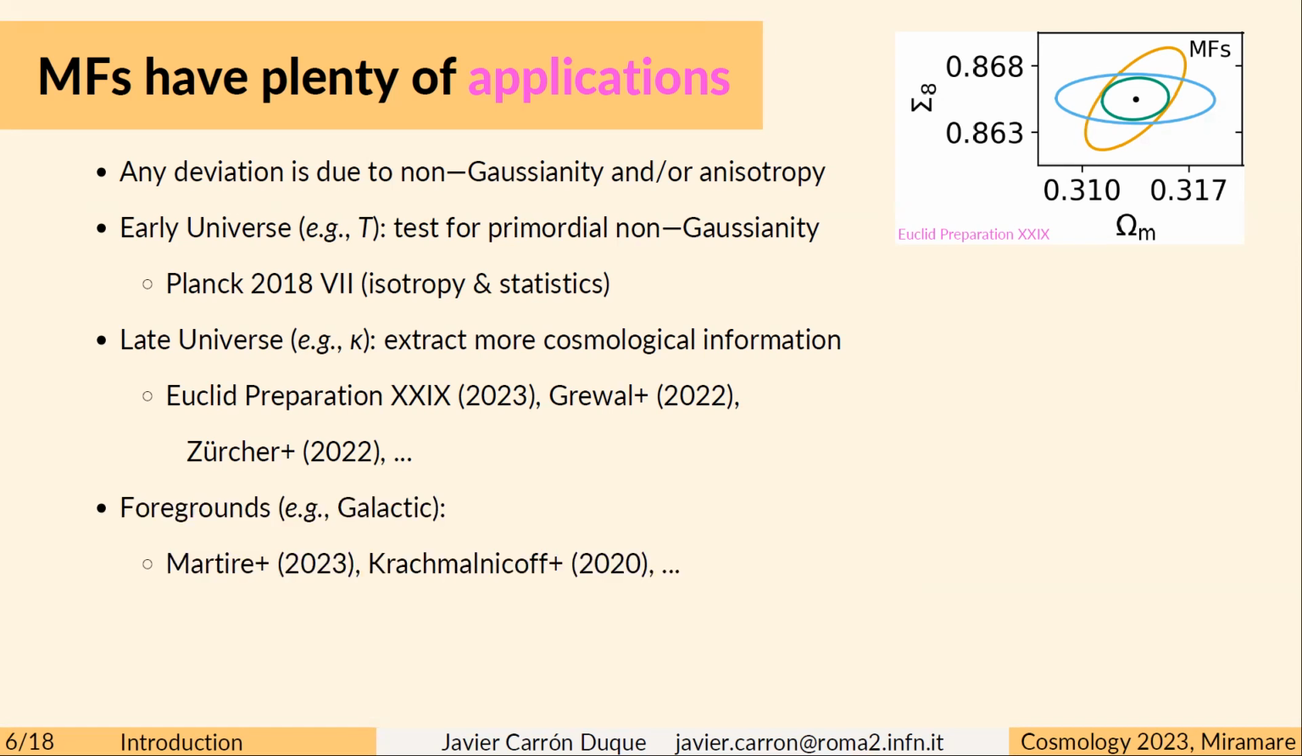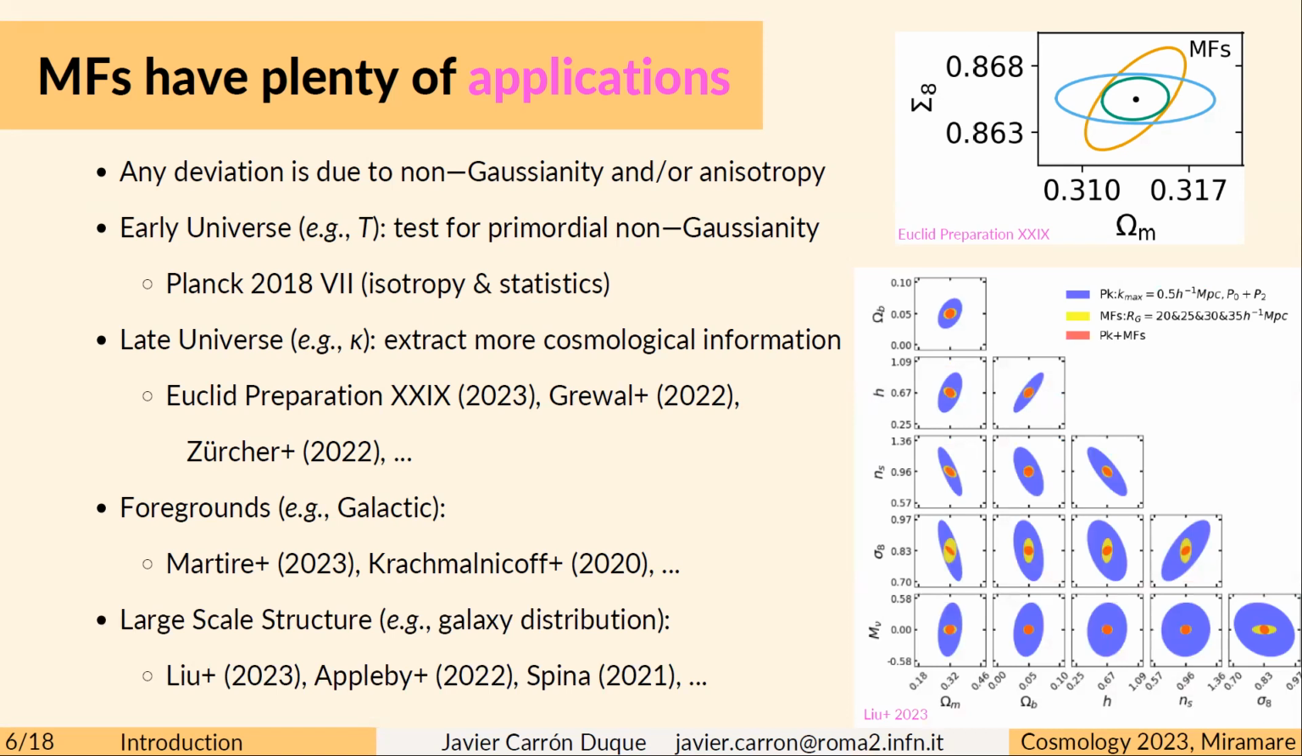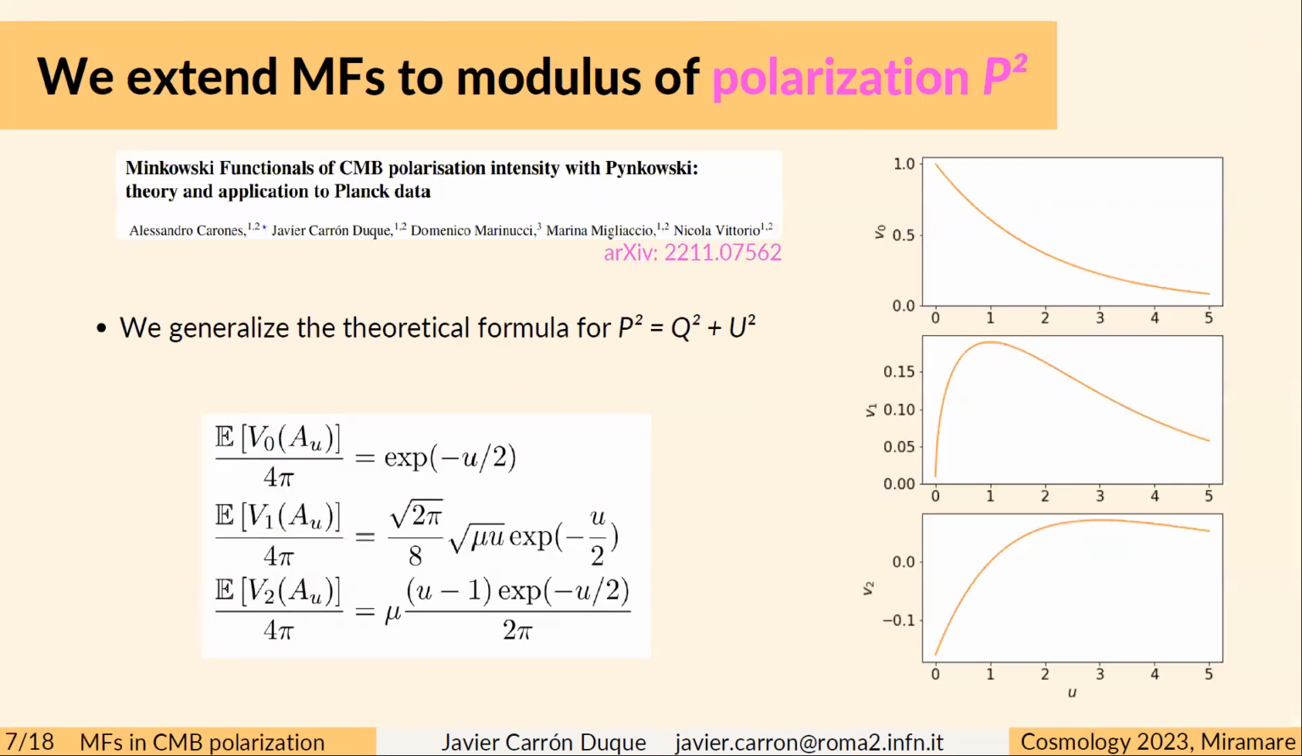Minkowski functionals have also been applied to foregrounds because they are very non-Gaussian, very anisotropic. And they can also be applied to the large scale structure, for example galaxy distributions. Again, this recent paper by Duque forecast the Fisher matrices for only the power spectra in blue or only Minkowski functionals in yellow. And then, of course, you can combine them. So I hope I convinced you that these tools are useful for cosmology. And now I will describe how we are applying them to CMB polarization.